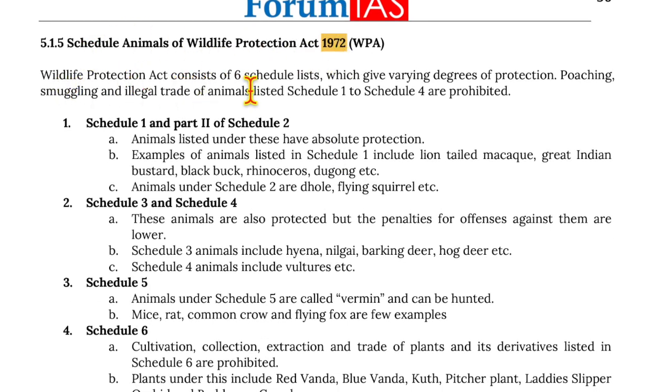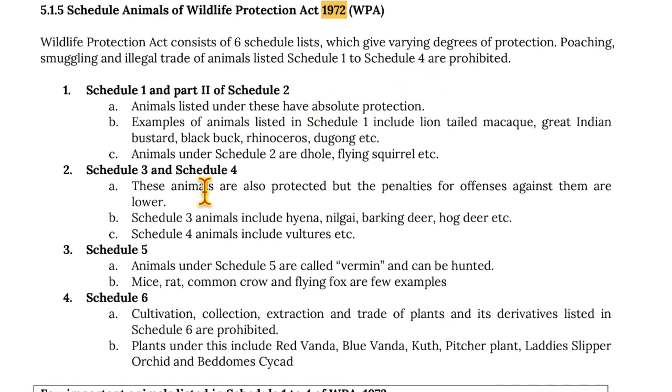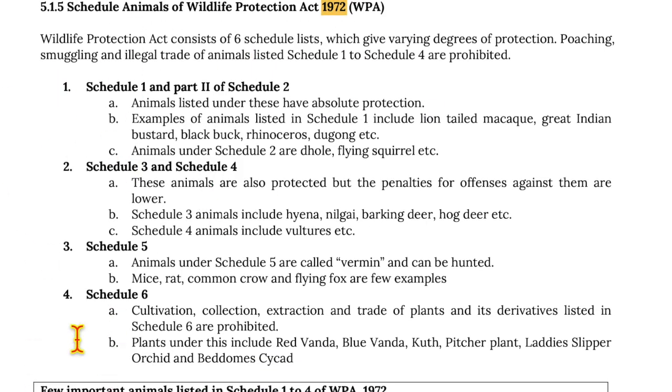The Wildlife Protection Act consists of 6 schedules, which have now been modified to 4 schedules in 2022, giving varying degrees of protection against poaching, smuggling, and illegal trade of animals listed from Schedule 1 to Schedule 4. Now, these schedules are updated, and they should be read from the updated point of view. And now they have only 4 schedules.